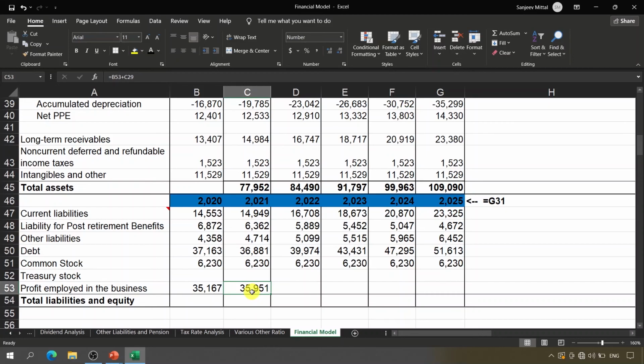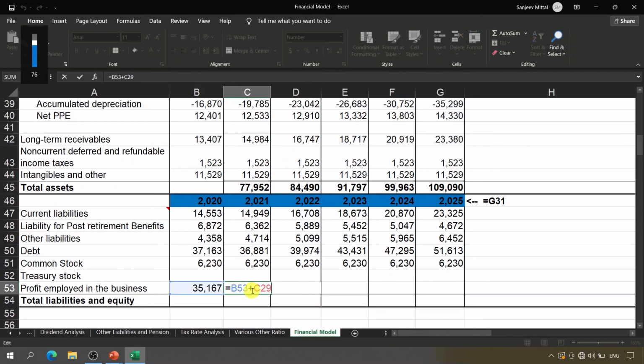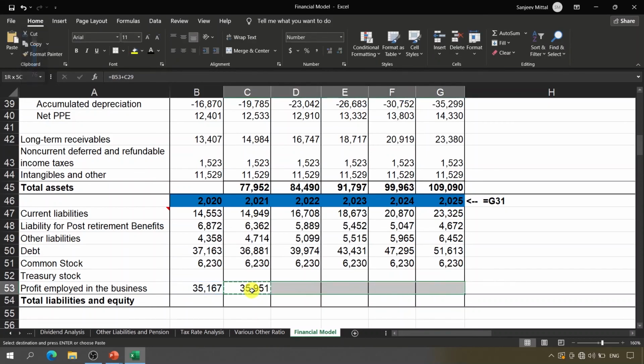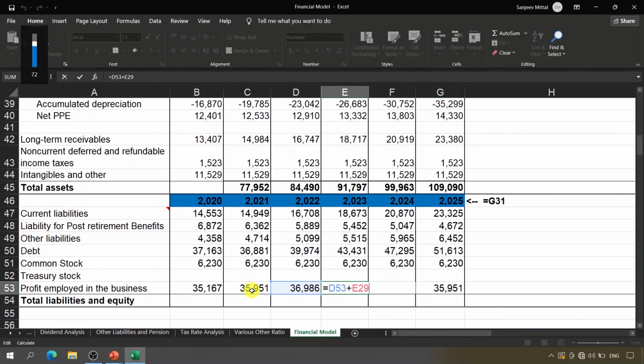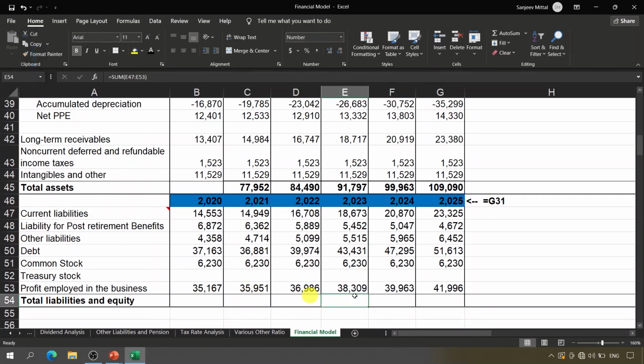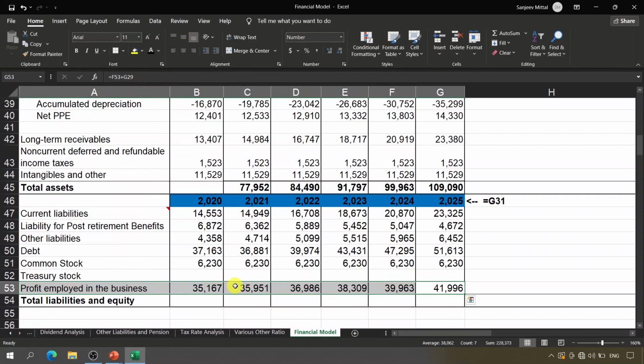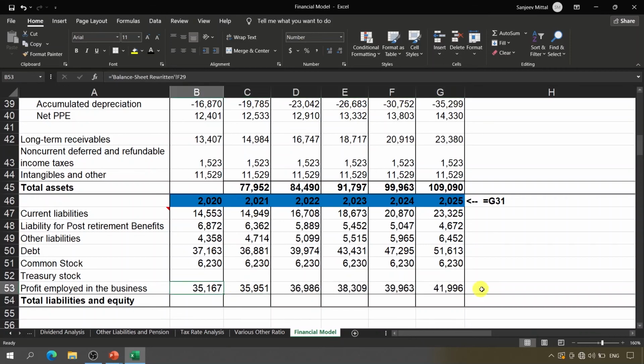In a similar pattern, if we keep on using this formula for all the years till the year 2025, we shall get our profits employed in the business for all the projected years 2021, 22, 23, 24, and 25 in this manner. In this way, we have calculated our profit employed in the business, and I see you in the next session.